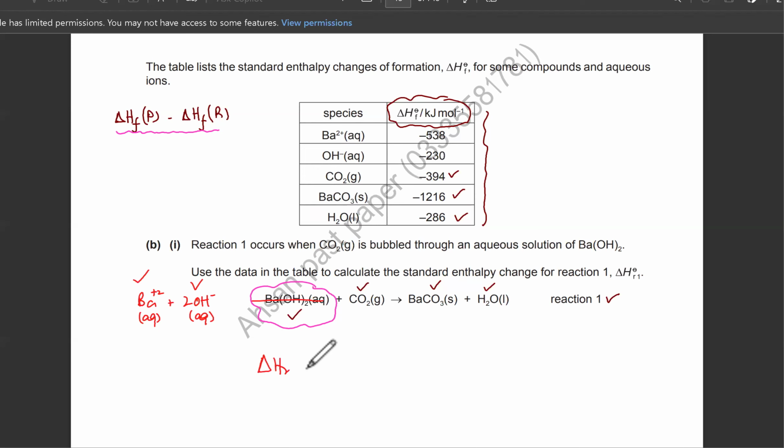I'm just going to do the math. The enthalpy of the reaction will be, product enthalpies of formation, which is barium carbonate, minus 1216, and the other one is H2O, that's minus 286. Product enthalpy of formation minus the reactant enthalpy of formation, which is barium ions, that's minus 538. Then you've got two OH minus ions, that's minus 230 times 2. And then you've got CO2, which is minus 394 times 1. So what do we get for this?